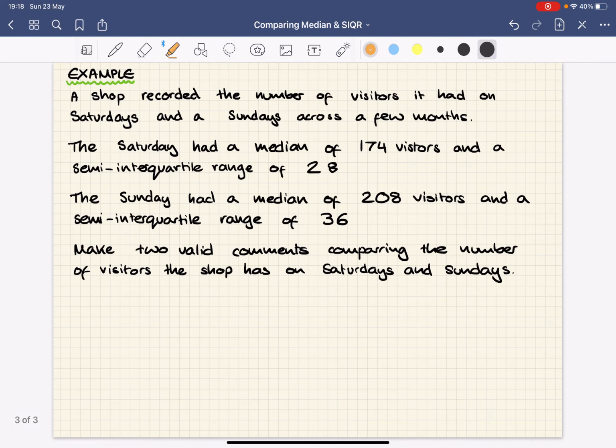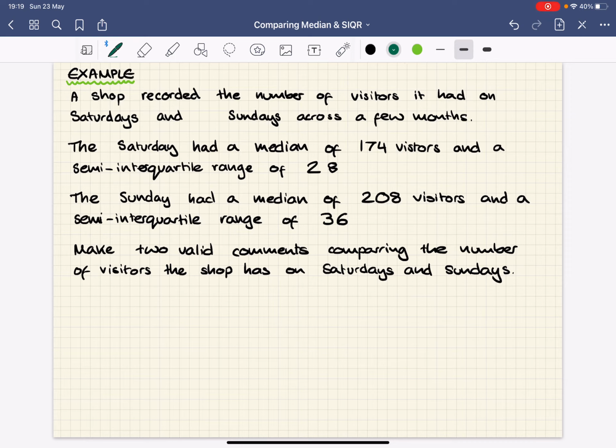So here we've got a shop recorded the number of visitors it had on Saturdays and Sundays across a few months. The Saturday had a median of 174 visitors and a semi-interquartile range of 28. The Sunday had a median of 208 visitors and a semi-interquartile range of 36. Make 2 valid comments comparing the number of visitors the shop has on Saturdays and on Sundays.